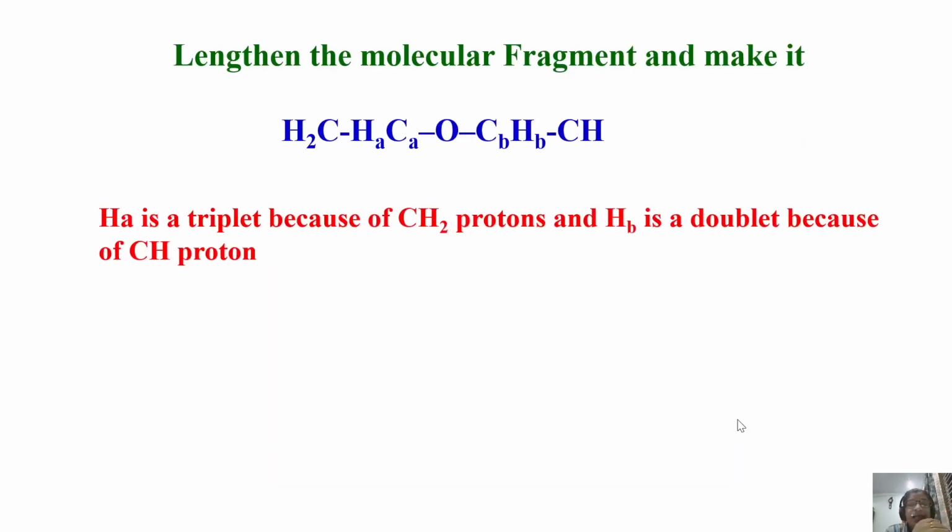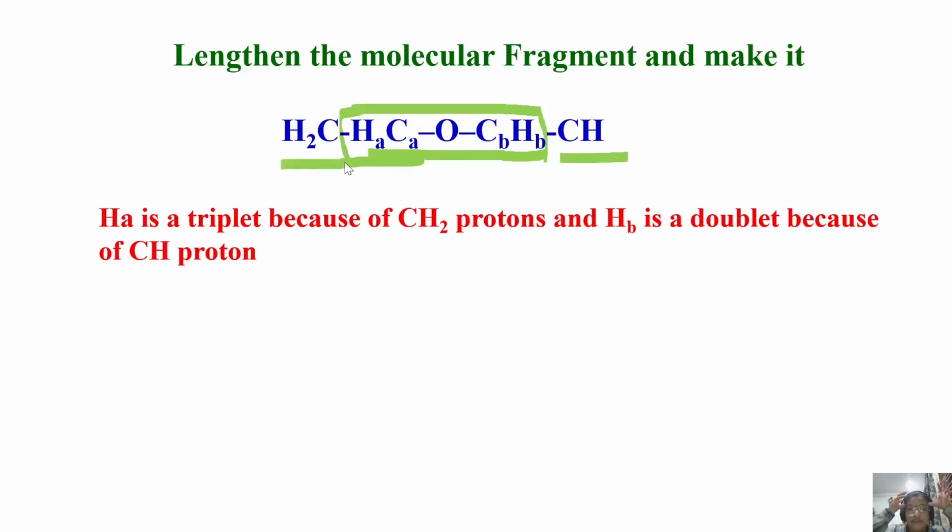Now, let us lengthen the molecular fragment. Let us see what happens. Up to this was known. We understood the HSQC and HMBC spectrum for the molecule up to this fragment. Now what we have done is, we have extended the molecule, lengthened it by adding a CH group here and adding a CH2 group here.